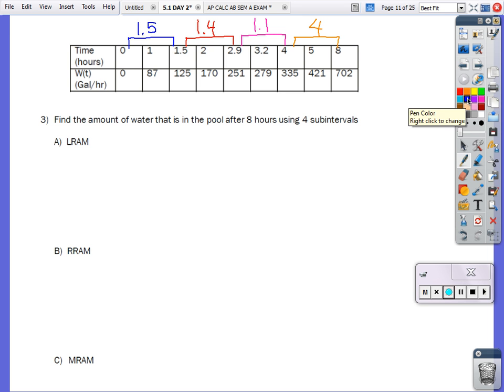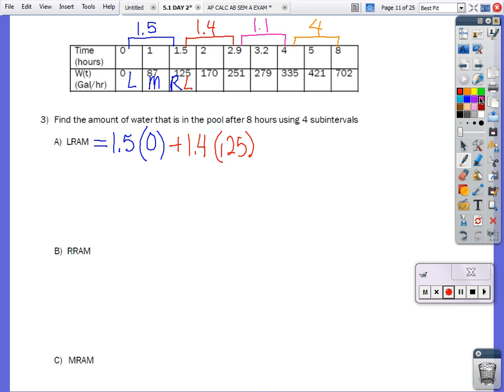So if I do just the LRAM, my blue would be the 0. The RRAM later will be this guy, and the MRAM will be in the middle. So again, with my blue one, my LRAM would be, first rectangle has a width of 1.5 and a height of 0. My red rectangle would have a width of 1.4, but a height of 125. My pink one has a width of 1.1 and a height of 251. And then my orange one has a width of 4 and a height of 335.